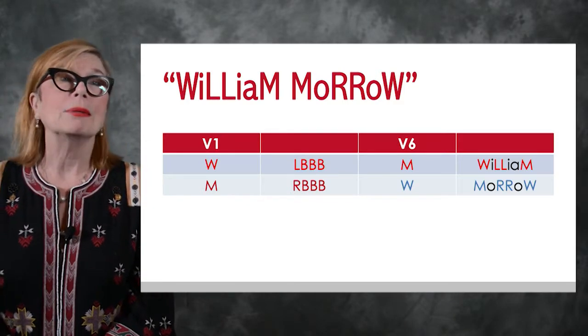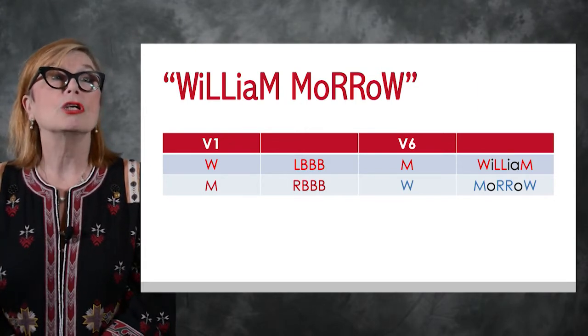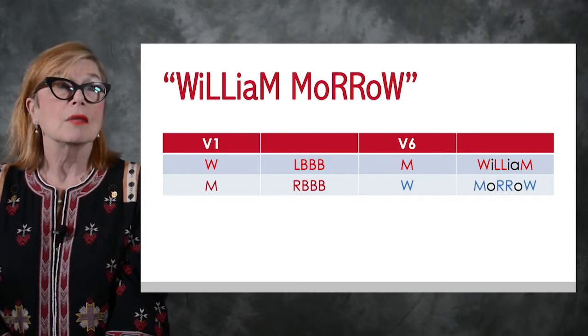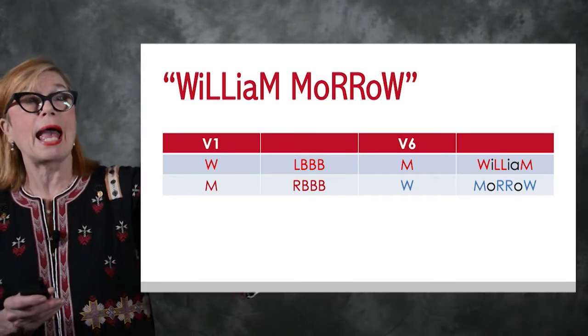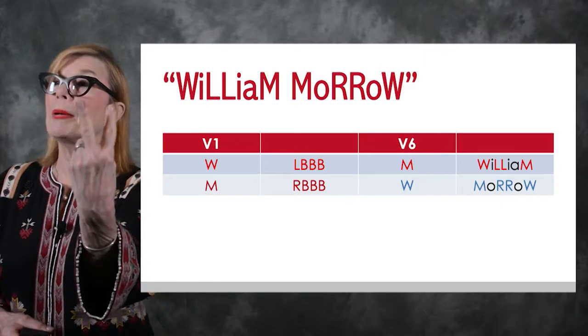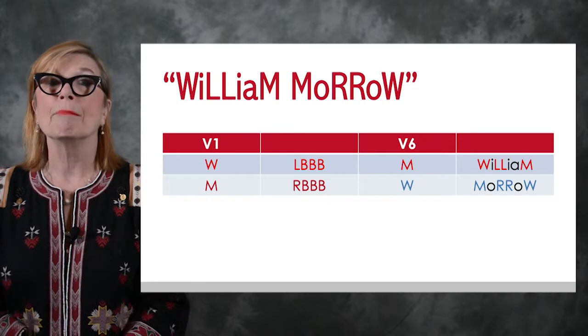But why we say William Morrow is that with left bundle branch block, you will have a double down in V1. That's the right sided lead, seeing it go away, away, away. And a double up in V6. So William Morrow.